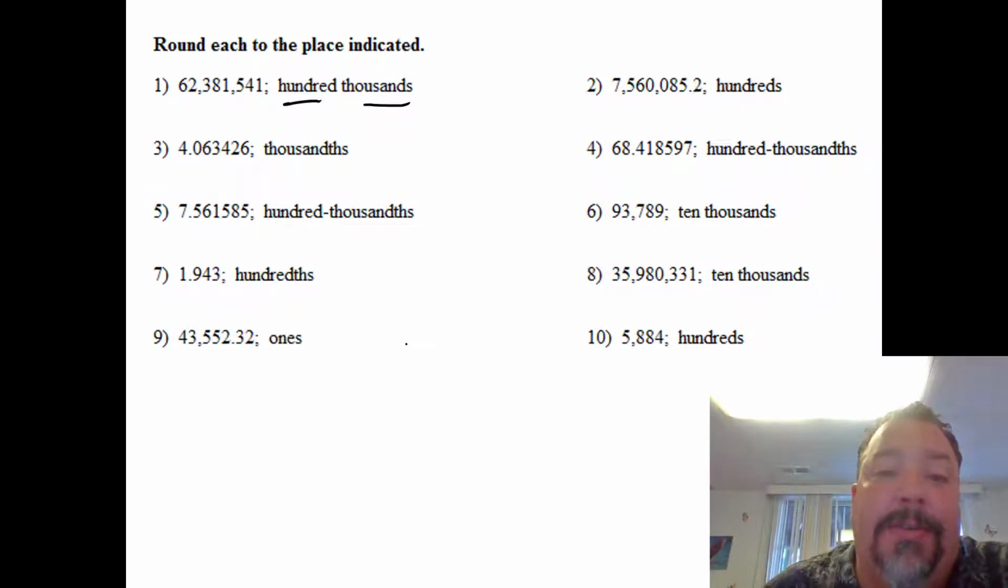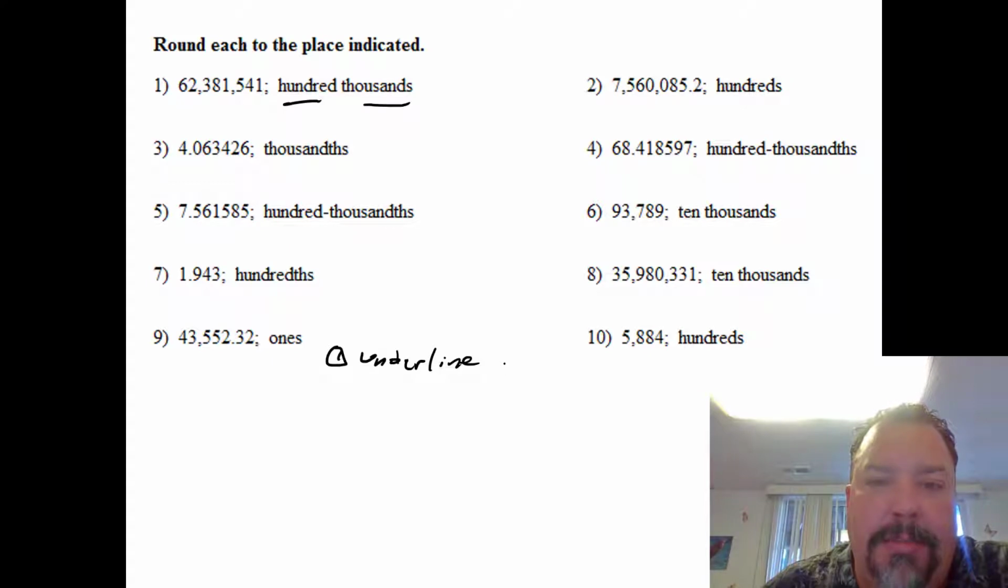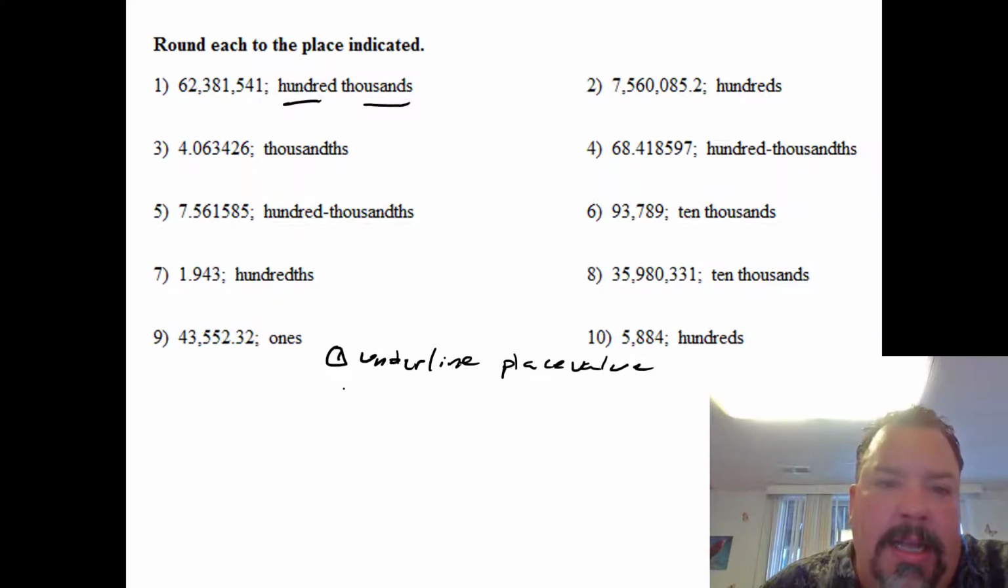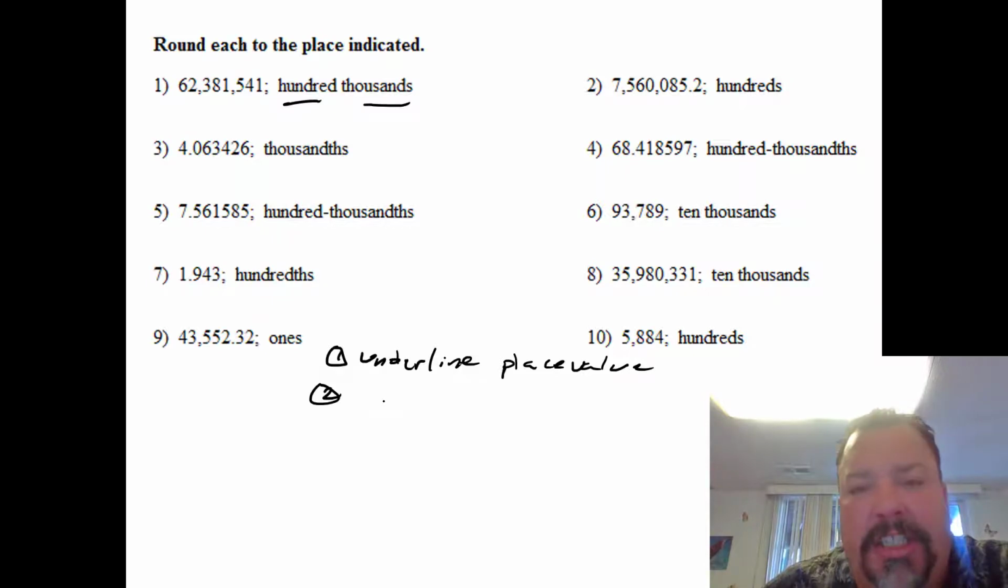And here are the steps for rounding. First, step one, I like to underline the place value, the place value that we want to round to. Then we go to step two. Step two, we're going to look to its neighbor to the right. So look to the right.